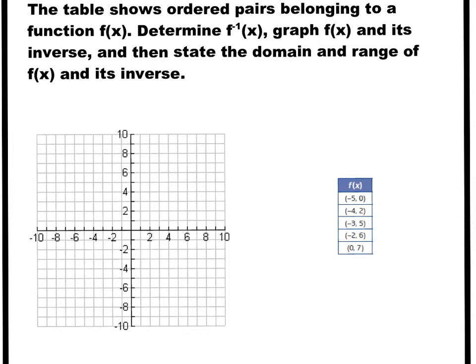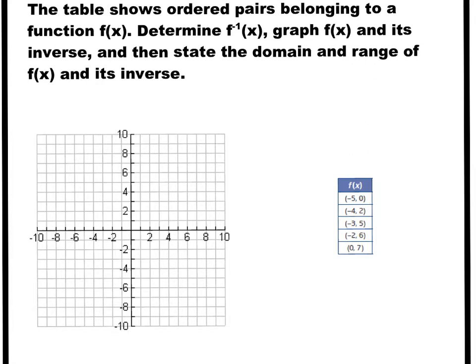In our first example, we have a table of values which shows the function f of x. We are supposed to plot f of x and then find f of minus 1 x, the inverse of f of x, then graph f of x and also the inverse function. And also we have to determine the domain and range of f of x and its inverse. Now, to plot f of x is very simple. We're just going to go through the table of values and plot the points.